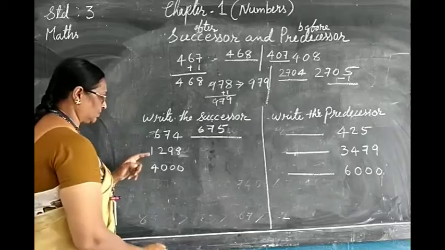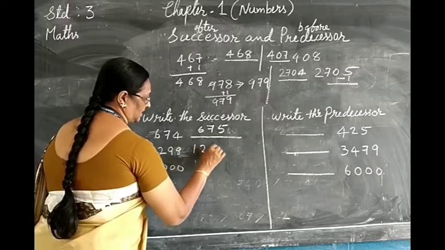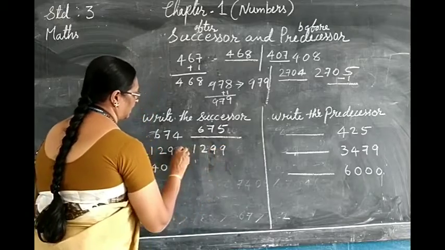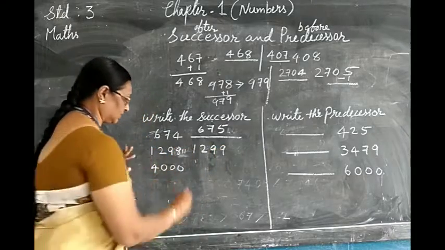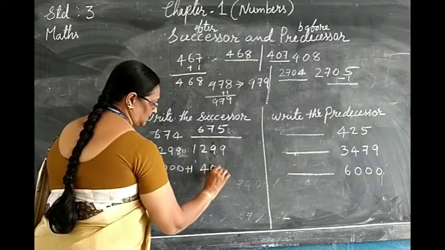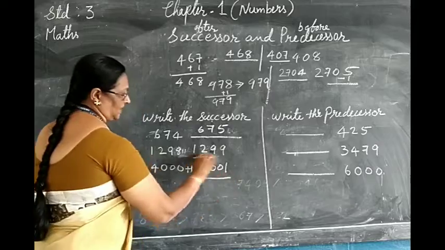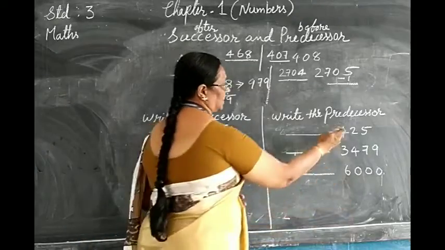Successor of this number, 1298. It is 1299. We have added 1. Okay, 4000. 4000 plus 1. What is the answer? 4001. Clear?